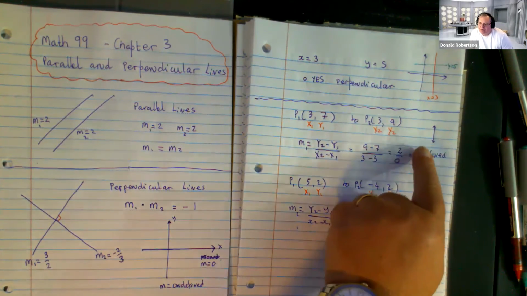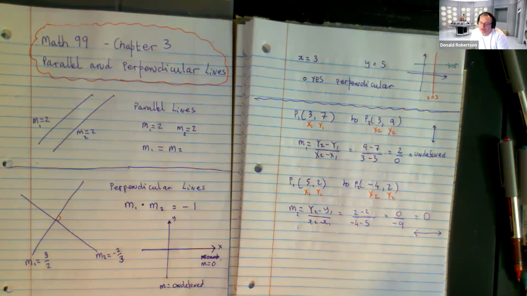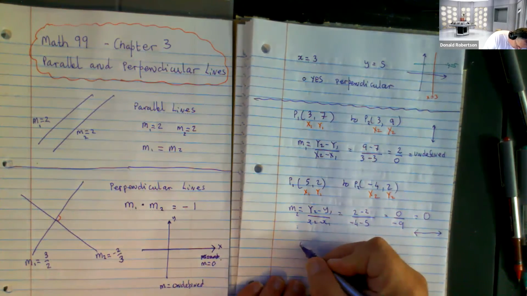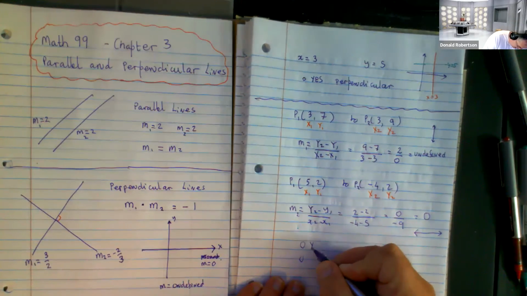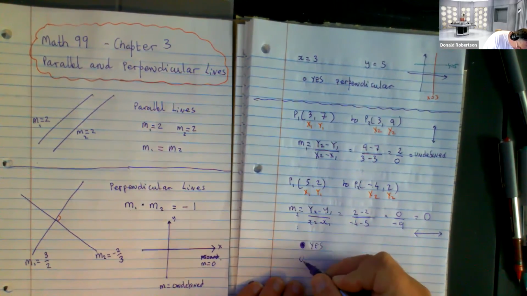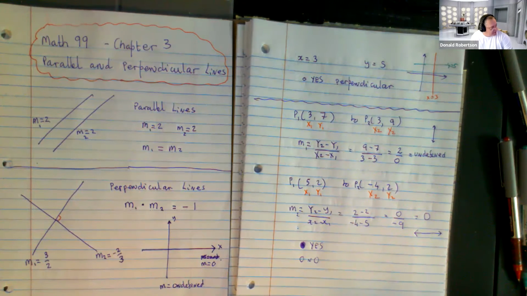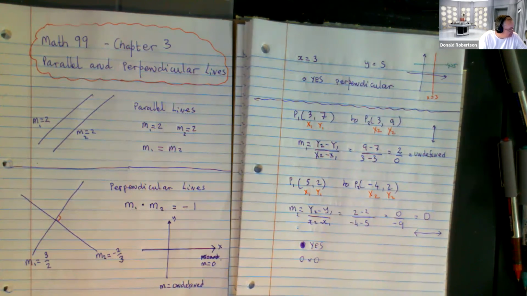Now, would you agree that a vertical line and a horizontal line are always going to be perpendicular? So your answer to this one would be yes again. They are perpendicular. And that's how you would deal with that situation.